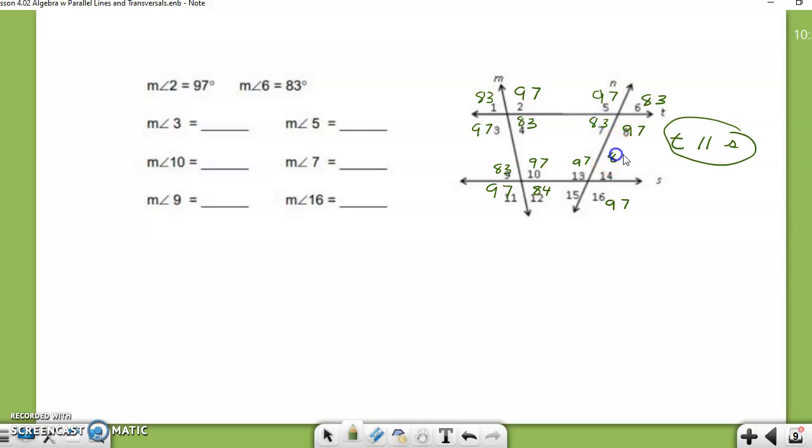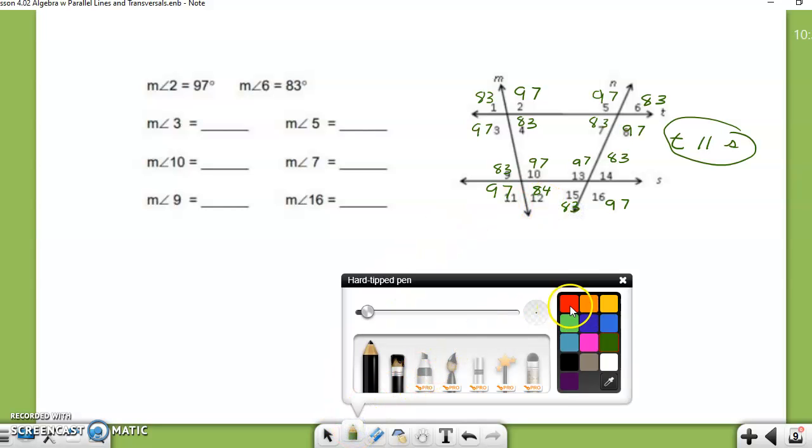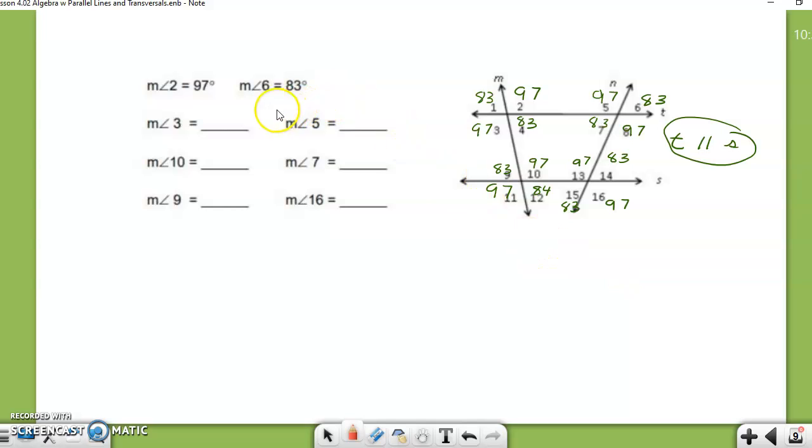I'm going to go ahead and label them all right here on the diagram. So now this makes it a pretty easy problem. I just have to read them right off the diagram. So I've got 97 degrees, 97 degrees, 83 degrees, 97, 83, and 97.